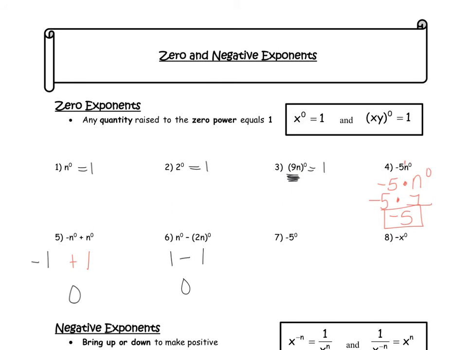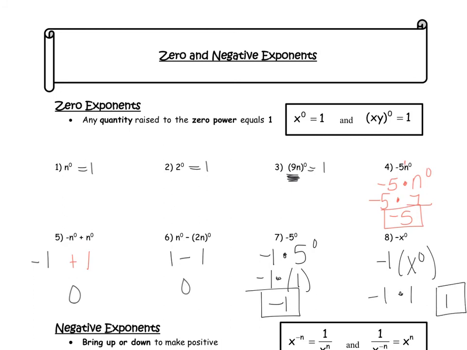Now number 7 is fun because we're taking 5 to the 0 power. This is really saying negative 1 times 5 to the 0, which is 1, times negative 1, which is negative 1. Same concept as 8, it's negative 1 times x to the 0, and x to the 0 is 1. So negative 1 times 1 is 1. Final answer.